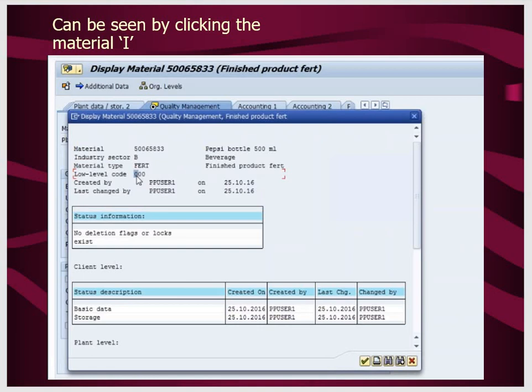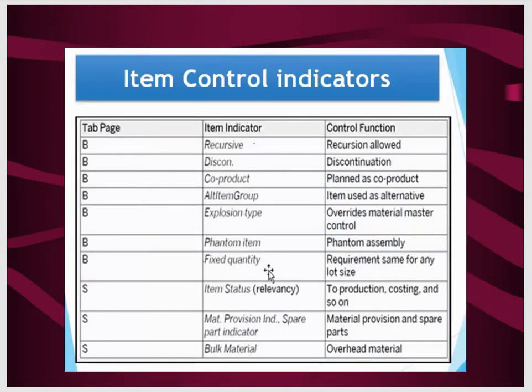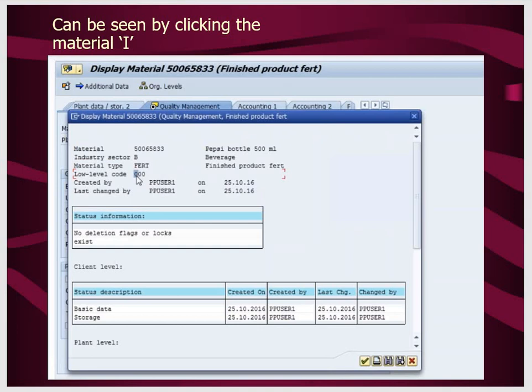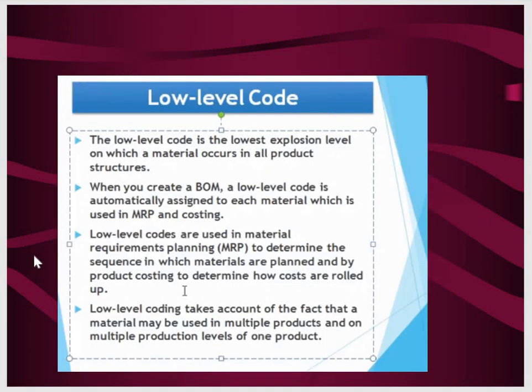If we go to the material in MM03, in the basic data tab or any of the tabs, and click on this I button of the material description, there you'll see this low level code. I don't have the example here, so let me give you one example.